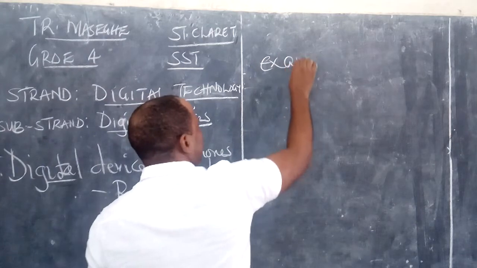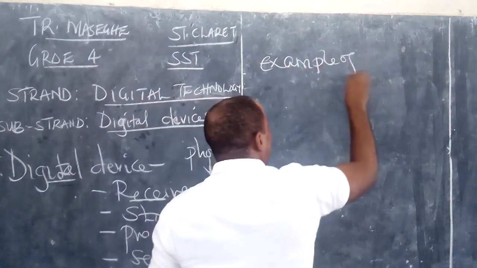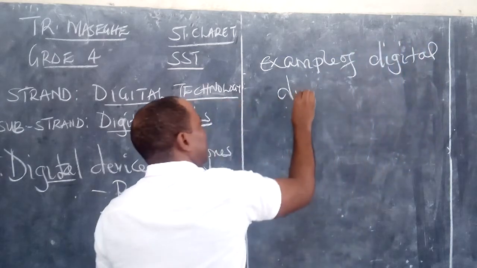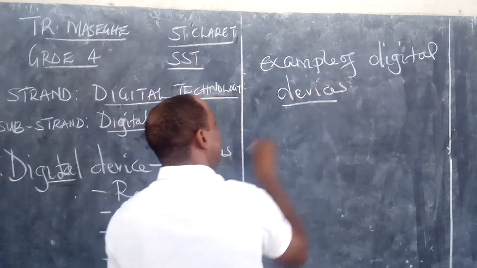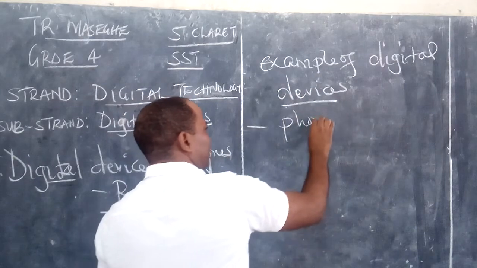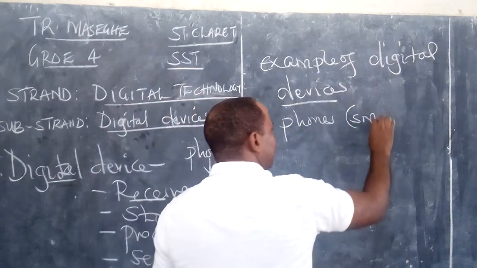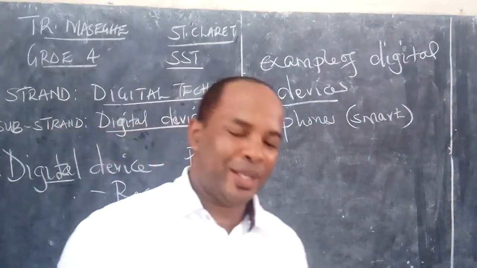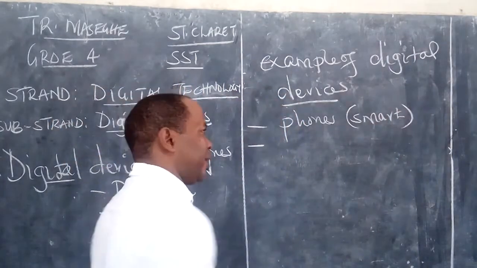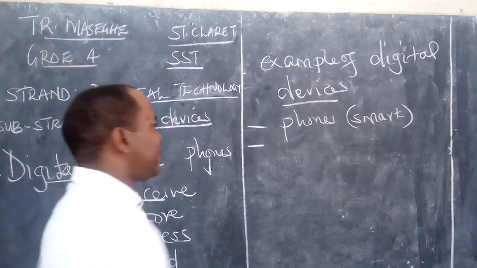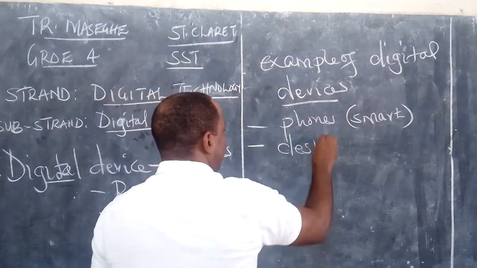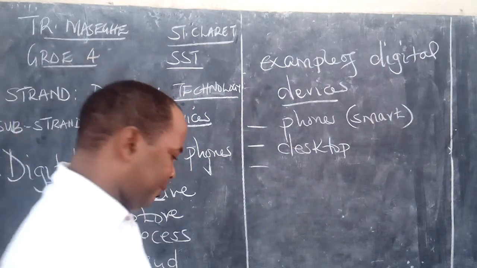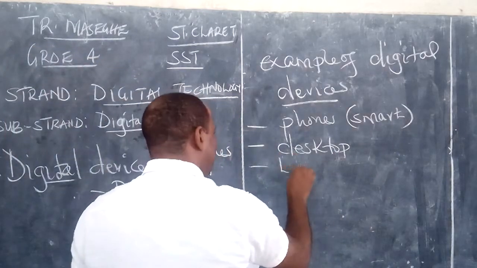Examples of digital devices. We can name them. We have started with phones. Call them smart, the smart ones. Yeah, the smart ones, the smartphones, that's what I mean. You can also have, let's say, desktop. Desktop. Yes, any other that you know? Yes, Lana? Laptop.